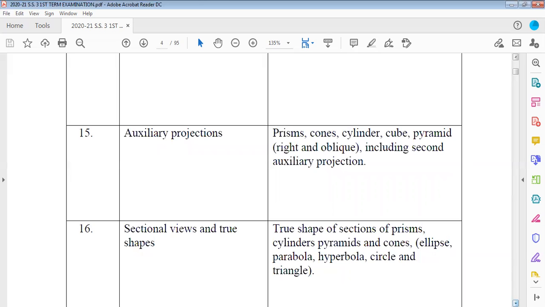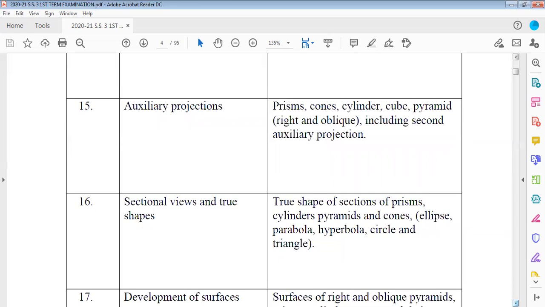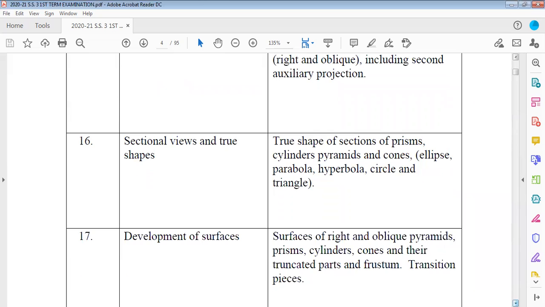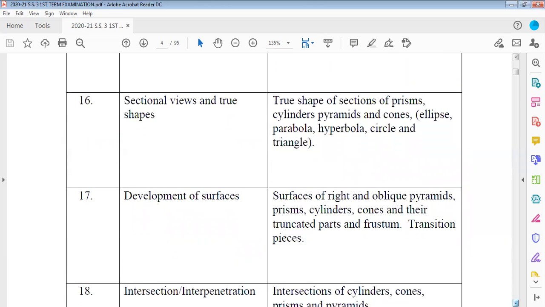So definition of auxiliary projections will be given, the types of auxiliary projection will be given, and how you can produce the auxiliary view of prisms, cones, cylinders, cube, pyramid, and so on will be taught over there. Then sectional views and true shapes. Very, very important. Sectional views and true shapes. True shape of sections of prisms, cylinders, pyramids, and cones, ellipse, parabola, hyperbola, circle, and triangle will be taught under this topic.